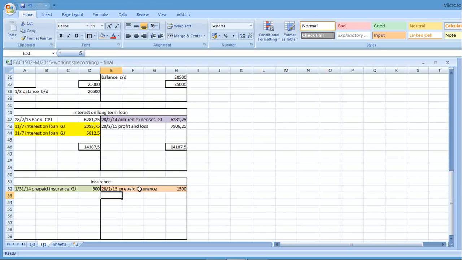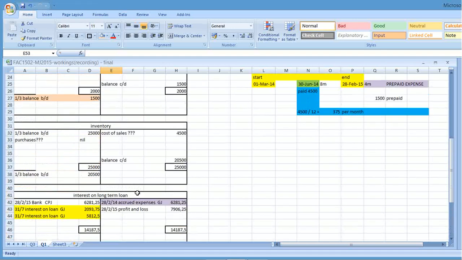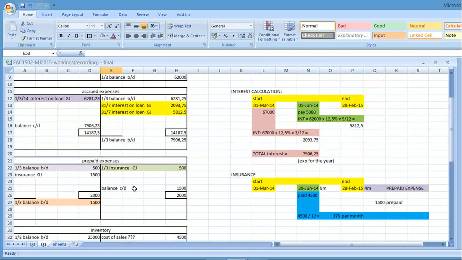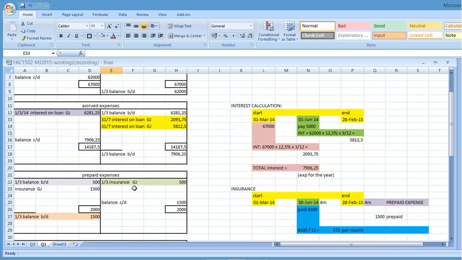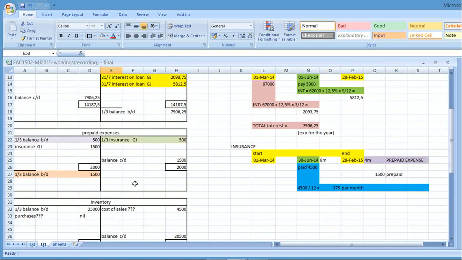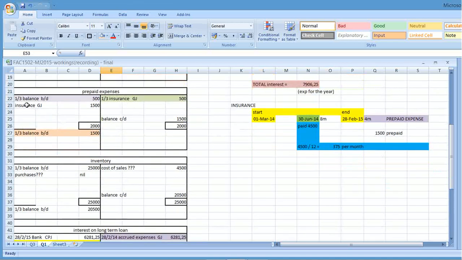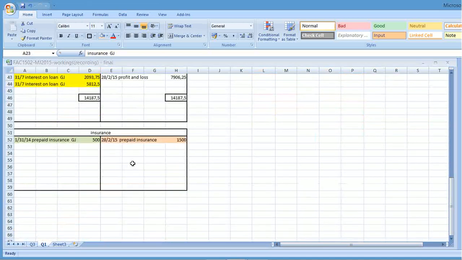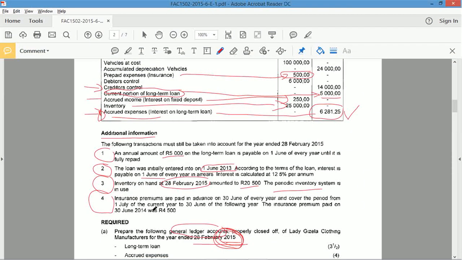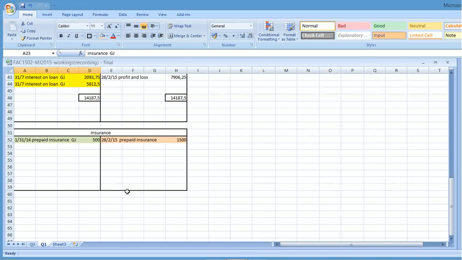Okay, what else happened to insurance? Well, there would have been a profit or loss figure. We need to go back to the accruals. Let's see if there was anything given there. Prepaid insurance. No, there wasn't. Okay, we know that that was the insurance. So we're going to have to go back to the question and see, did they talk about the insurance premium? Yeah, they did. They said the insurance premium paid on the 30th of June 2014 was that. Okay, so you paid that in June. So that would have been 30th of June 2014.